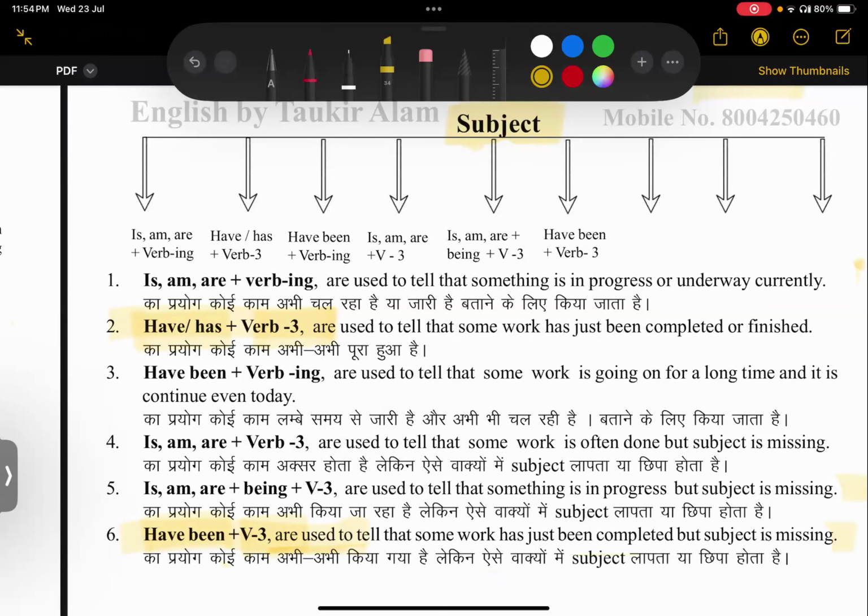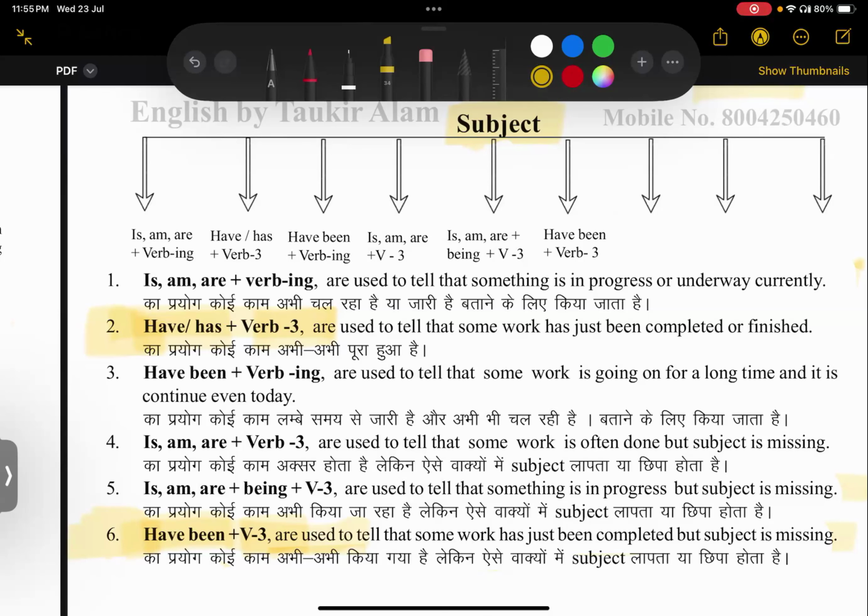Okay. And what is the difference? The difference is that in this structure, that is number two, you will know who is the subject. Subject is there. But if I talk about this structure, that is number six, in this structure, you will not know who is that man who has done it. Subject is missing.